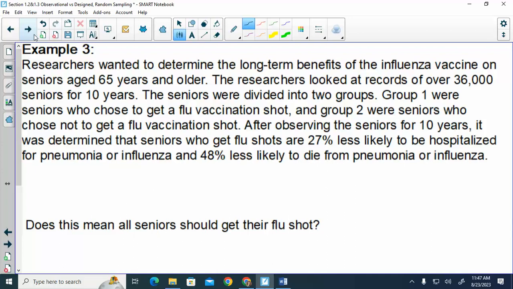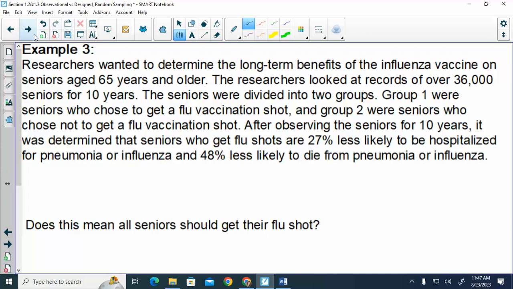How swayed are you with people throwing numbers at you? It happens all the time. If you watch the news or you look at anything out there, there's always statistics in it. So if I look at this, okay, if I get my shot, I'm 48% less likely to die from the flu. So is that a good thing? Should everybody get it? Yes? Sounds believable. Everybody thinks so?